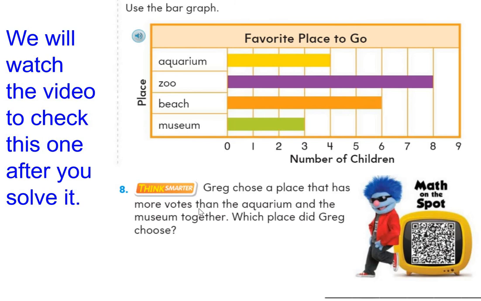And, oh, I didn't read that whole sentence. He chose a place that has more votes than the aquarium and the museum together. So aquarium, 4, plus museum, 3 is 7. So which place did he choose? It has to be the bar that's greater than 7. 7's right here. We only have the zoo that is bigger. Okay, so Greg chose the zoo. Okay.